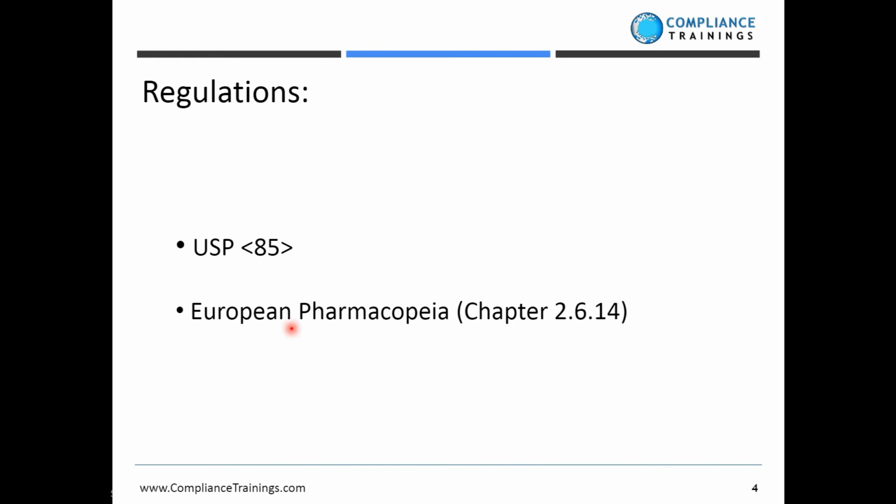We'll also talk about the European Pharmacopoeia chapter 2.6.14. There aren't too many differences between these two chapters. They pretty much have adopted the same methodology when it comes to bacterial endotoxin testing. They're pretty much the same. Usually the European Pharmacopoeia is a little different in some testing, but when it comes to bacterial endotoxins, it pretty much follows the USP.